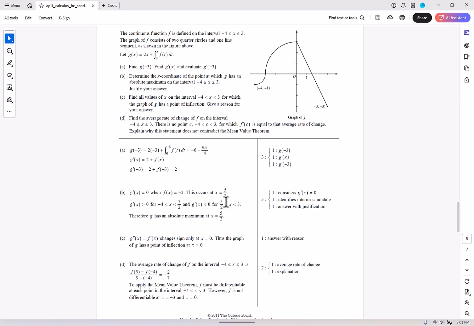g prime is 0 when f of x is negative 2. This occurs at 5 over 2. Maybe there's a faster way to get that 5 over 2. Maybe I guess you could just find the slope, which... Oh, sorry.